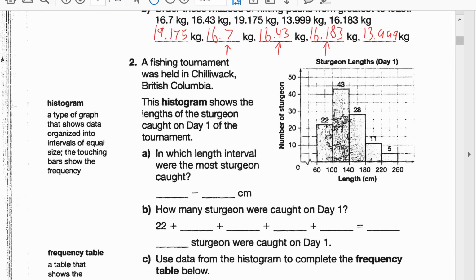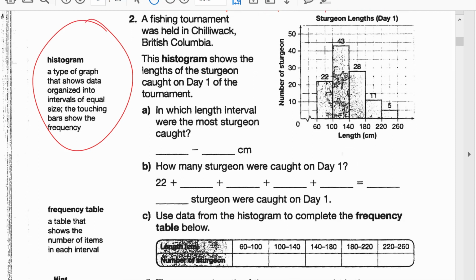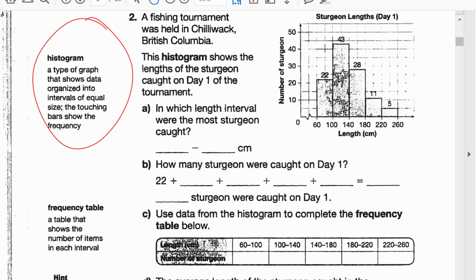Okay, number 2, we have a histogram, which is a type of graph that shows organized data into intervals of equal size. The touching bars show the frequency. This is about a fishing tournament held in Chilliwack, British Columbia. It shows the length of sturgeon caught on day 1. In which length interval were the most sturgeon caught? We have length intervals from 60 to 100, 100 to 140, 140 to 180, 180 to 220, and 220 to 260. Between 60 and 100 centimeters, we had 22. The next size, 100 to 140, we had 43 fish caught. That's how this graph is read.